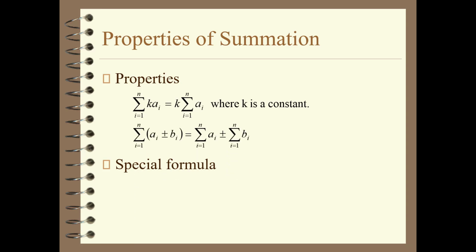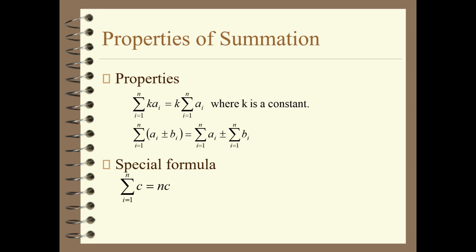And then if you have a summation of a sum or a difference, it's a sum or difference of summations. This is using two properties at once. It's using associativity and commutativity. You're essentially saying if you want to add up a whole bunch of terms, you could add up all the a's first and then all the b's next. Now there are some special cases.